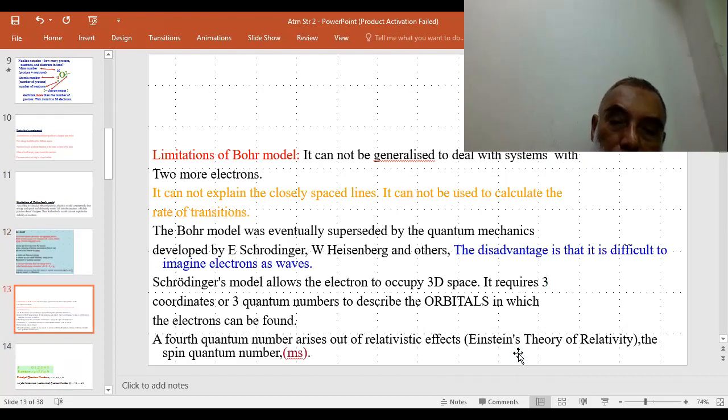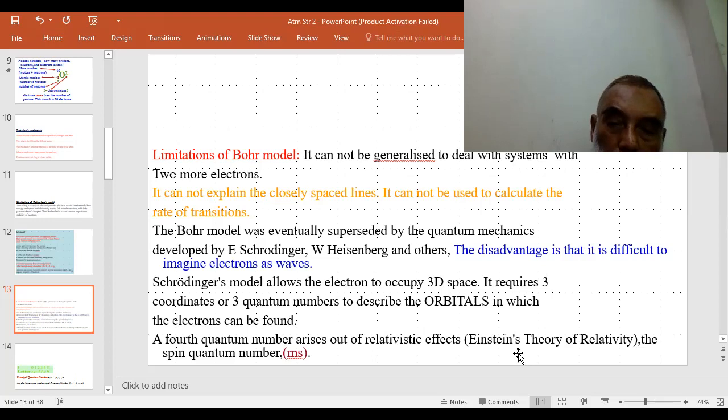Limitations of the Bohr model: it cannot be generalized for all systems. It is applicable only for hydrogen, a one-electron system. It cannot explain closely spaced lines. It cannot calculate the rate of transition.